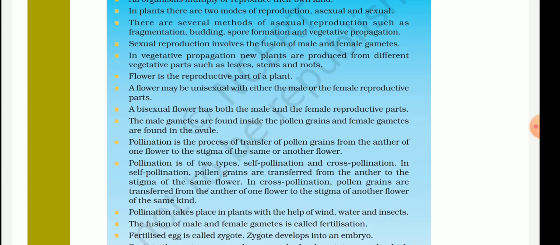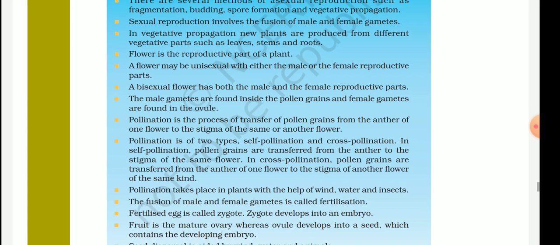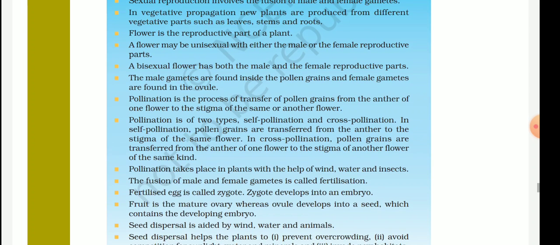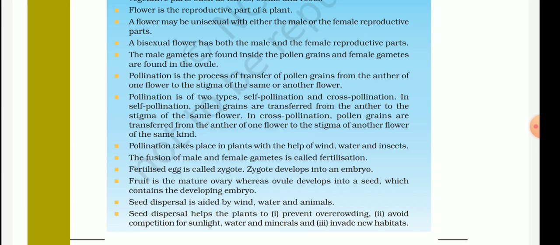After pollination, the next process is fertilization. What is fertilization? The fusion of male and female gametes is called fertilization. Next, the fertilized egg is called a zygote, and the zygote develops into an embryo. You already know that. When the male and female gametes fuse, that is fertilization, and after fertilization the product that is formed is the zygote, and after the zygote is formed it develops with the help of nutrients and forms an embryo.